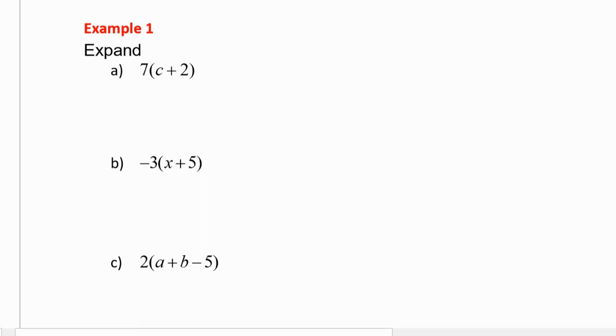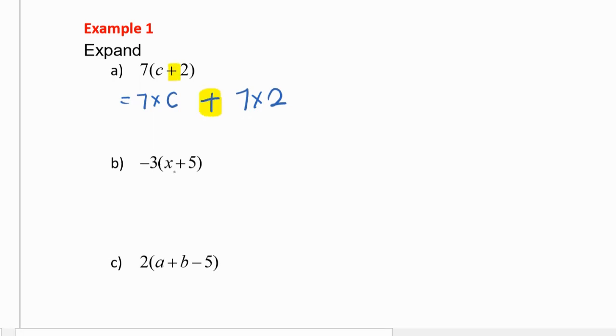Okay, so we're going to use the distributive property. So it is going to be 7 times C, because multiplication is hiding, plus 7 times 2. Okay, 7 times C plus 7 times 2. So you use plus because you have positive plus here, alright?